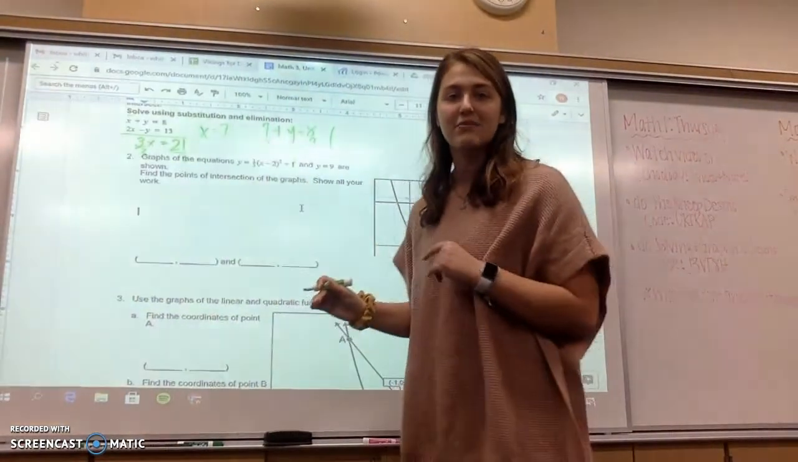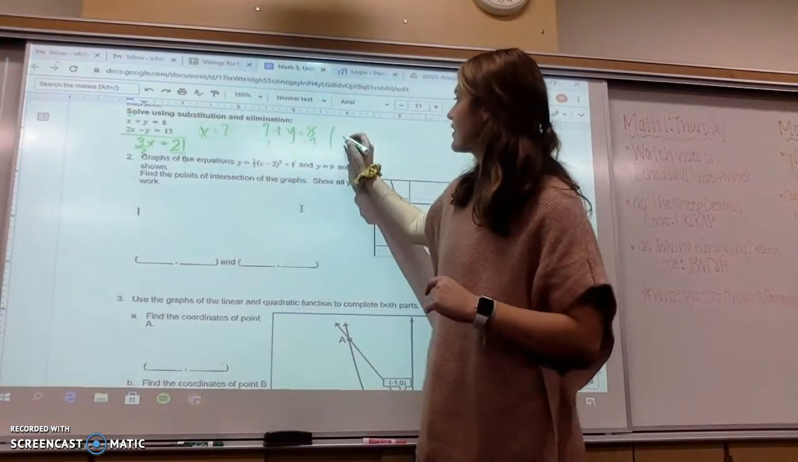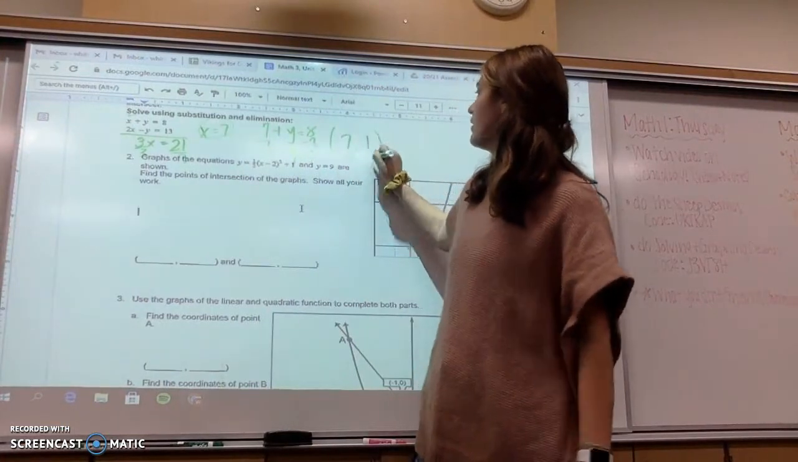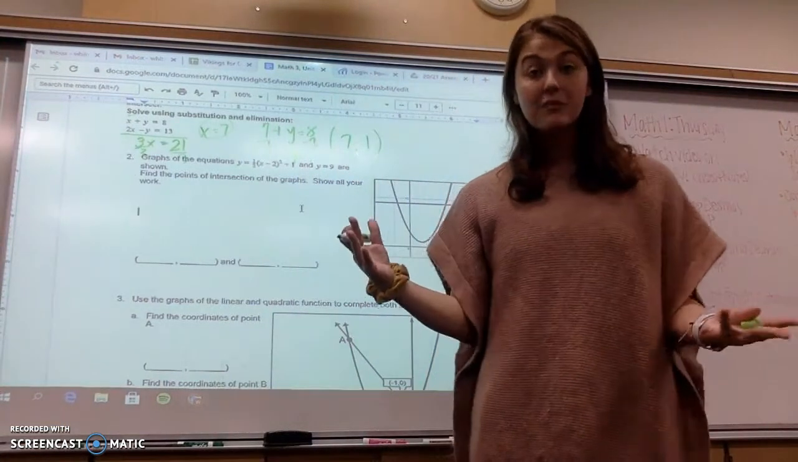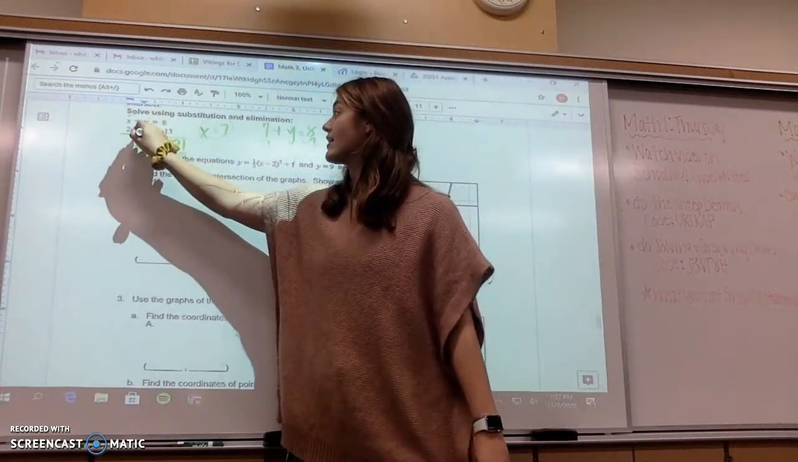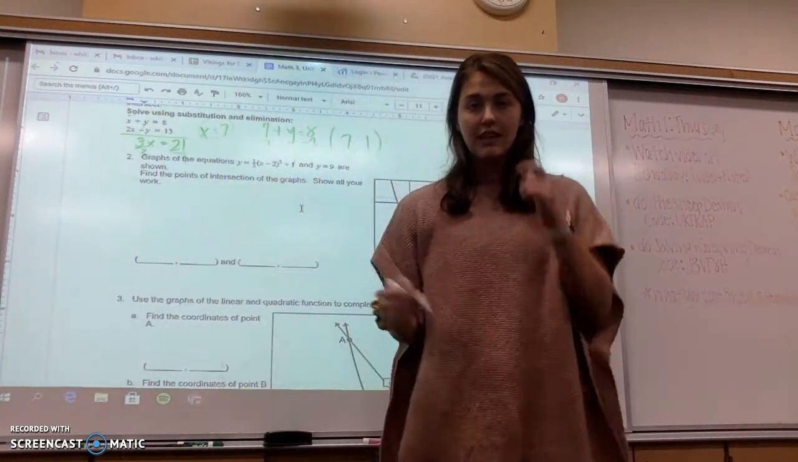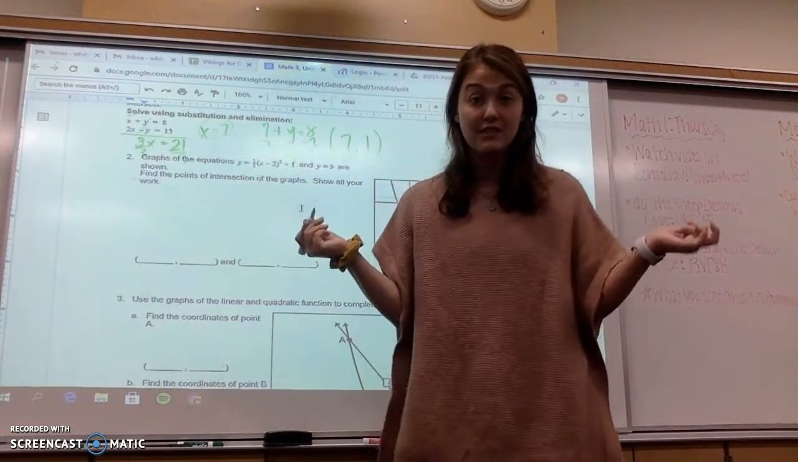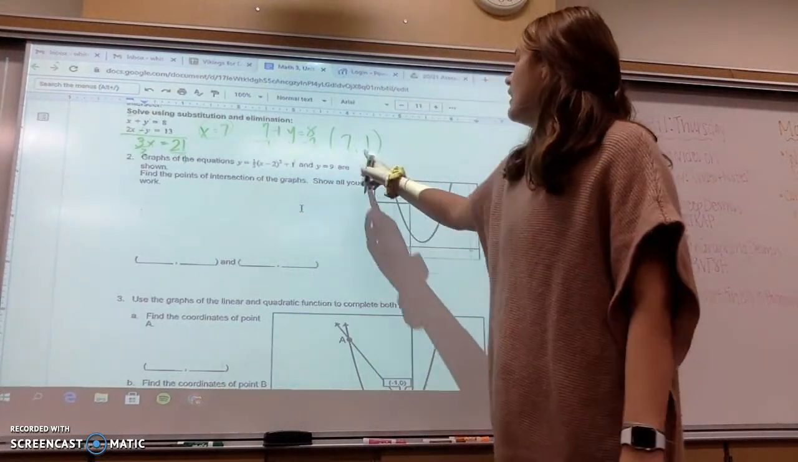These two lines cross at the point (7, 1). That one is elimination because we eliminated the y's first. They canceled out; they were opposites of each other. So we get (7, 1).